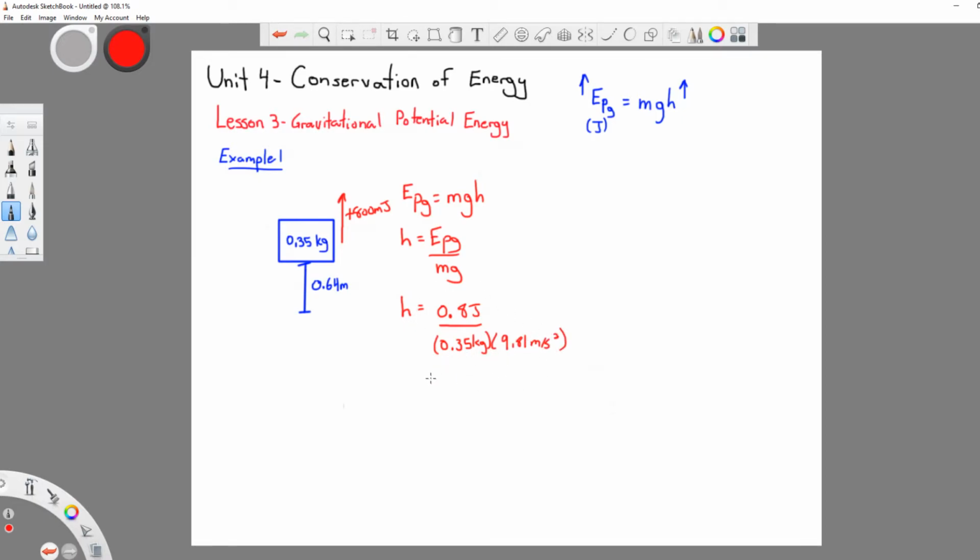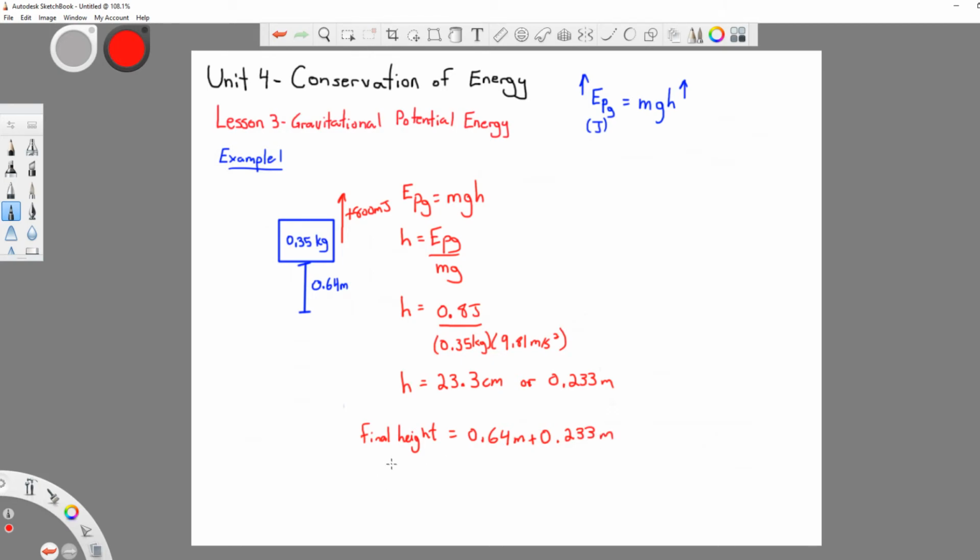Alright, this is leading close to the final answer. The height that this gives is 23.3 centimeters, or 0.233 meters. So we want the final height, because this is just how much this raised above the 0.64 meters. So final height is going to equal 0.64 meters plus 0.233 meters.